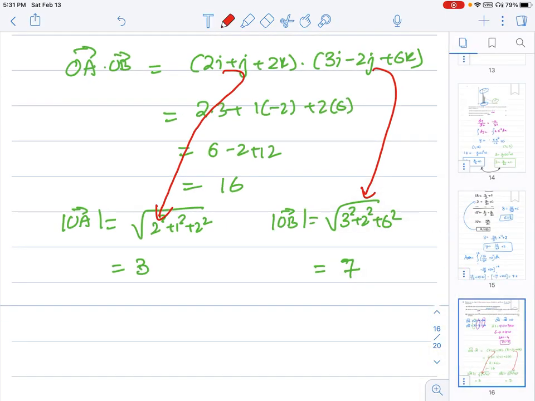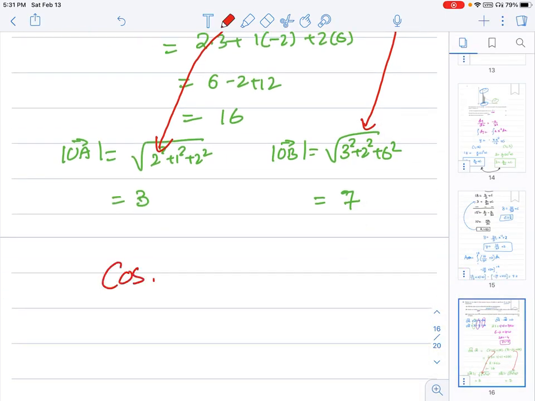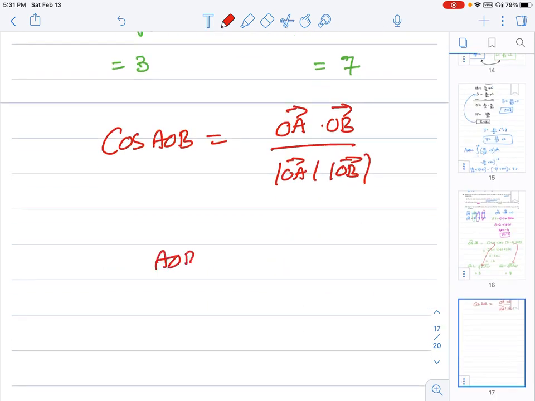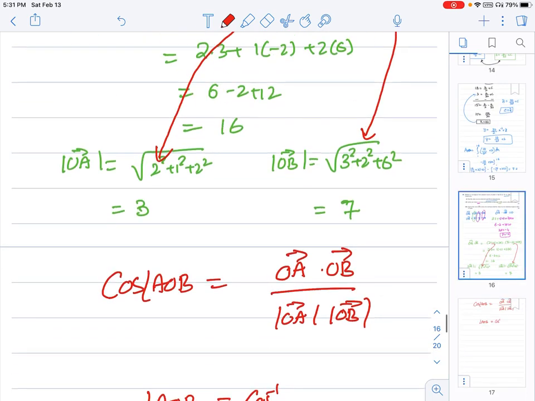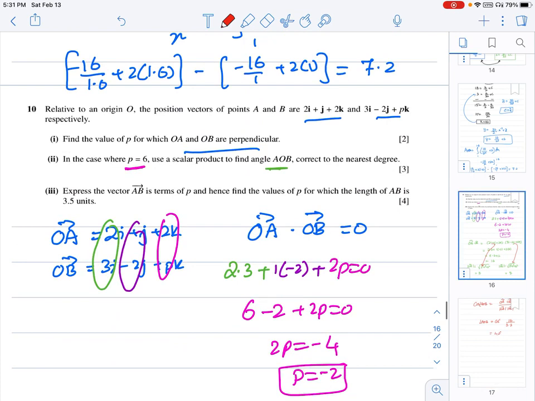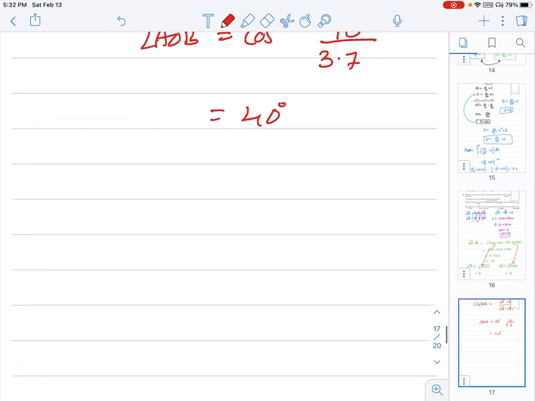Modulus of OA from here, modulus of OB from here. Then I want angle AOB: cos AOB is equal to OA dot OB divided by modulus OA times modulus OB. So angle AOB is equal to cos inverse of OA dot OB, which we just got as 16, divided by 3 times 7. So that is equal to 40 degrees. Is there anything else that has been asked? Yes. Express AB in terms of p and hence find the values of p for which the length of AB is equal to 3.5 units.